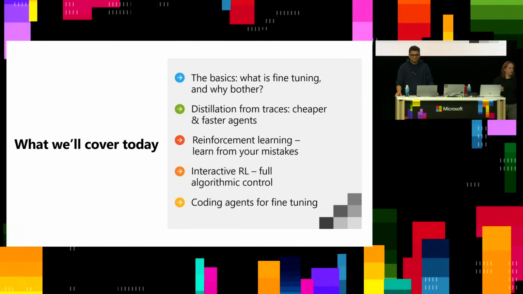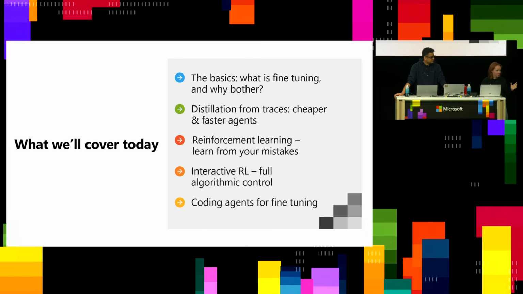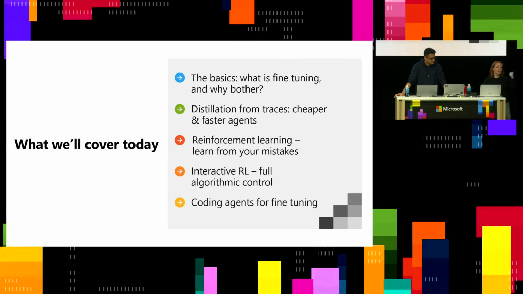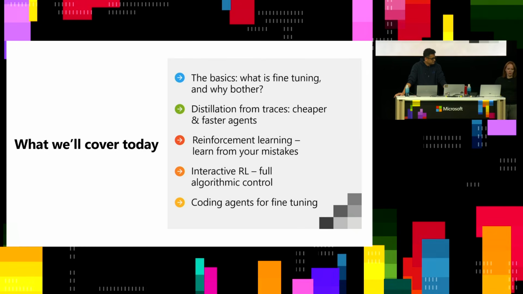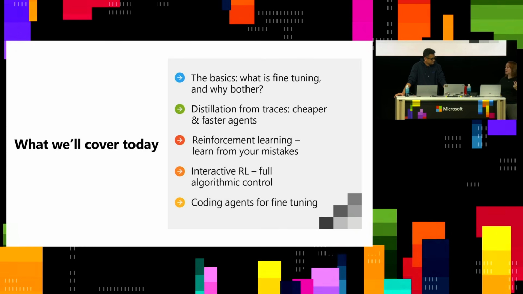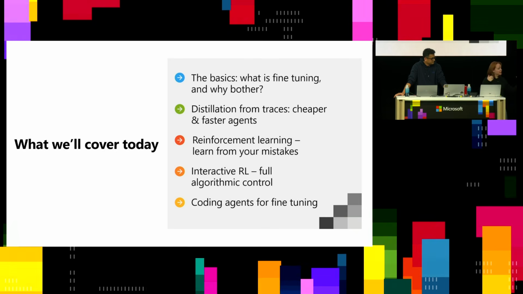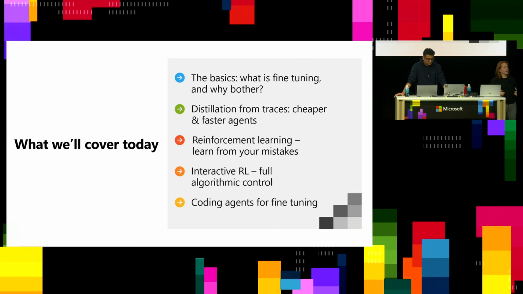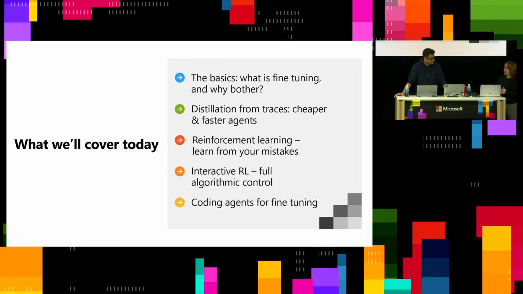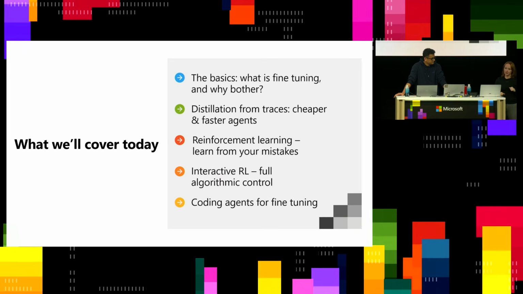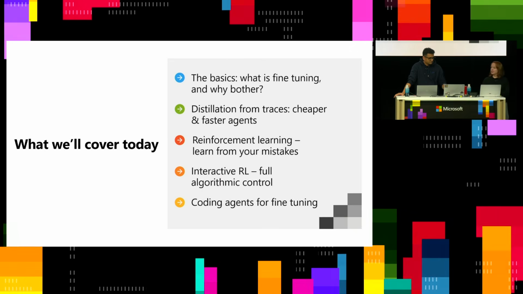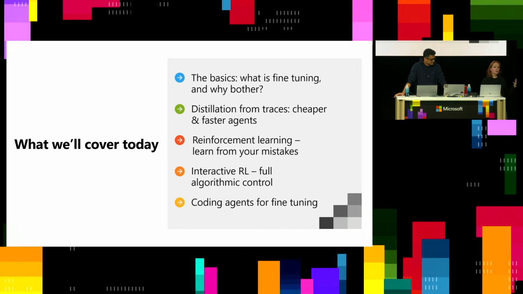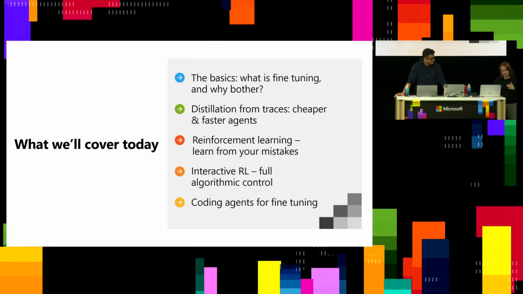So what are we going to cover today? We're going to start with the basics, 5 minutes of slides, and we're going to talk about what is fine-tuning, why fine-tune, and what does this have to do with production agents? From there, we're going to get started with the demos. The first demo we're going to show you is how you can use a technique called distillation to create cheaper and faster agents. Next, we're going to deal with what if your teacher isn't smart enough? How can we use reinforcement learning to learn from our mistakes?